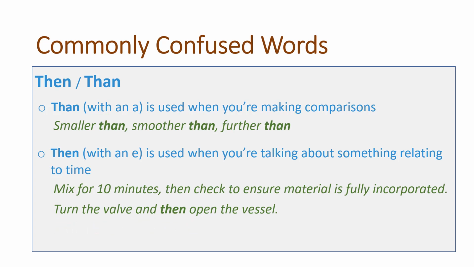Then with an E can also be used with if. For example, if you close the valve, then the material won't spill. Note that in technical writing, where we try to write concisely, we rarely use the word then with an E at all.